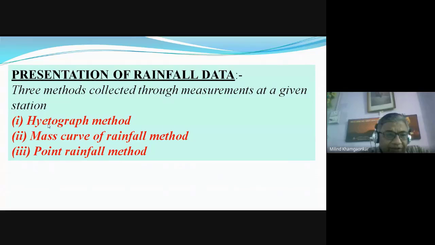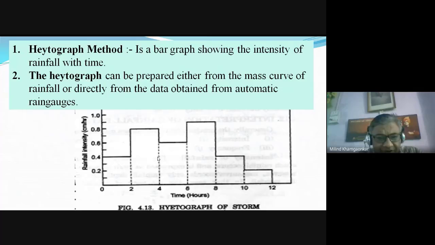They are either presented in hydrograph form or hydrograph method, mass curve of the rainfall, or point rainfall method. These are the various methods. Hydrograph is very important. It is the graph between the duration, maybe in seconds, minutes, hours, weeks, days, month, year, to rainfall intensity. This graph is called the hydrograph.